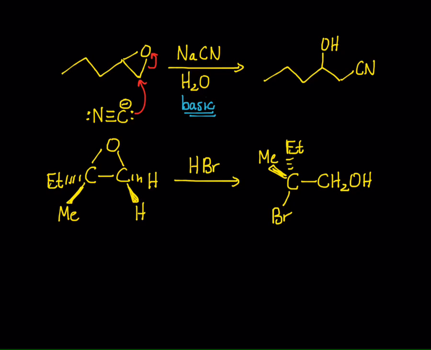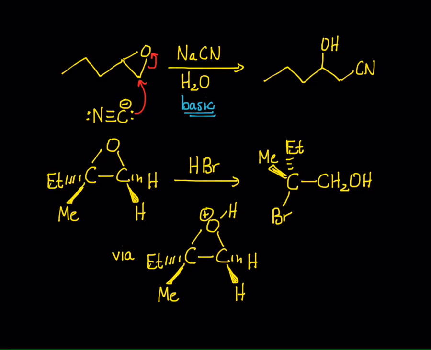So the bromine has attacked the carbon on the left-hand side, and you get CH2OH on the right-hand side. Remember, this is going to be via the protonated epoxide, where it looks like this, right? So now I've protonated my epoxide, and bromide's going to come in and attack the left-hand carbon because it is the more substituted carbon, and you open up that ring and you get the product.